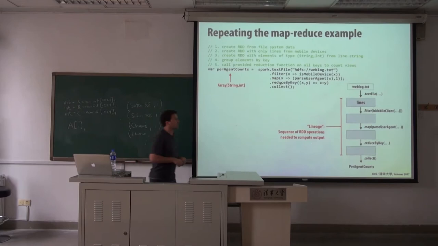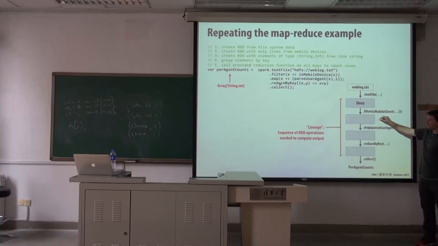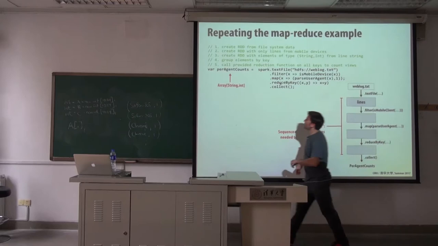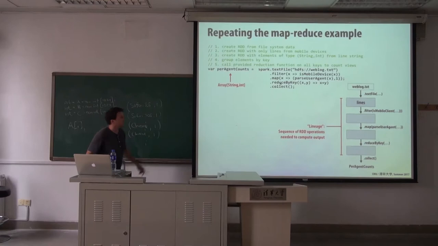So if this is a collection of type string, this is a collection of type string. This is a collection of type tuple string comma integer. And this is a collection of tuple string comma list of integer. Make sense? Just seeing the types of it. Okay. And then I call collect, which just says turn that RDD back into a regular array in Java.